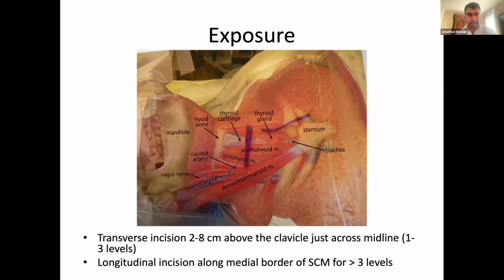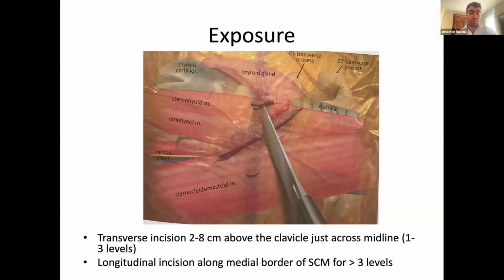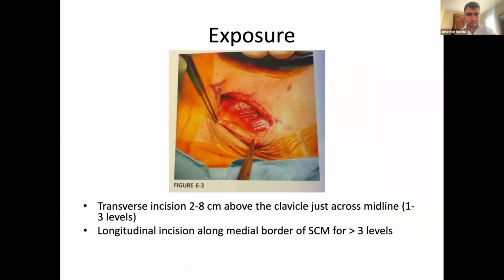I remember Todd Albert was very adamant. He never takes the omohyoid, and I've had some attendings who always take the omohyoid. I think in my practice, anything 3 levels and above, I'll take the omohyoid. 1 and 2, I usually try to preserve it. If it's just absolutely huge in some patients, I take it as well.